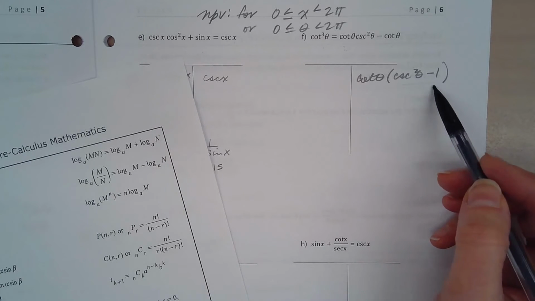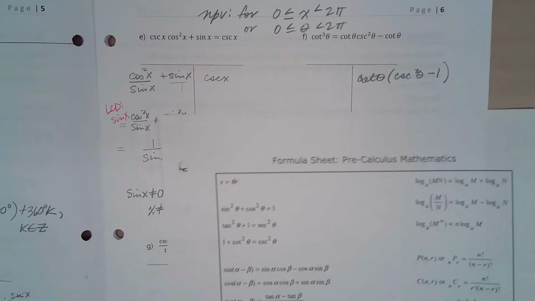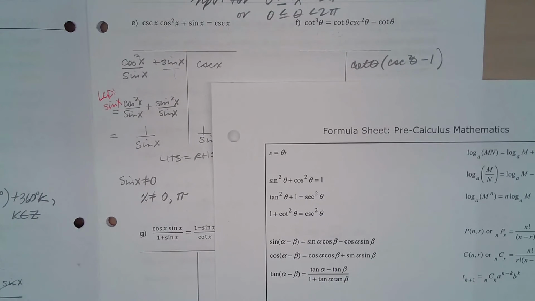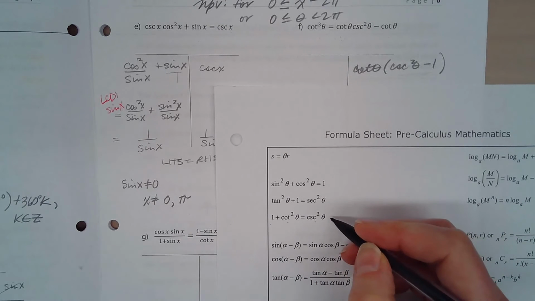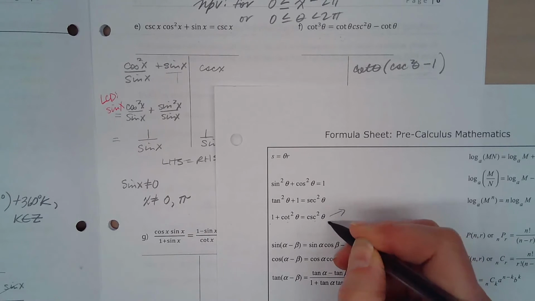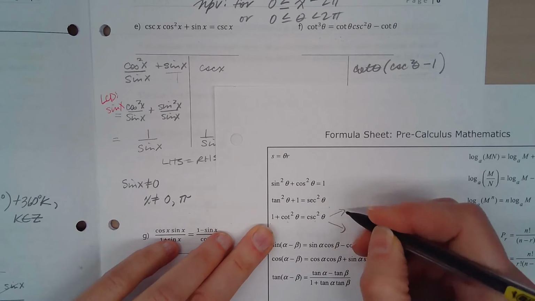Anytime I see squares, I kind of go to my Pythagorean. Does this equal anything? Let's look at our third Pythagorean identity: 1 plus cotan squared is cosecant squared. Remember I said there's two other ways to write these guys? Let's see, what's another way to write this? If I move the 1 over, what do I get?